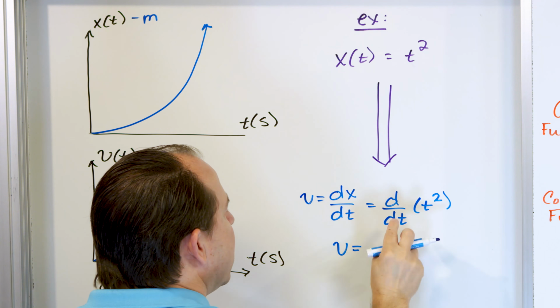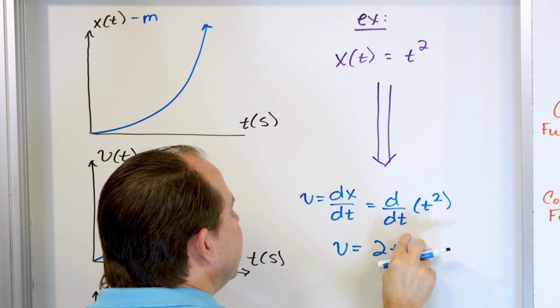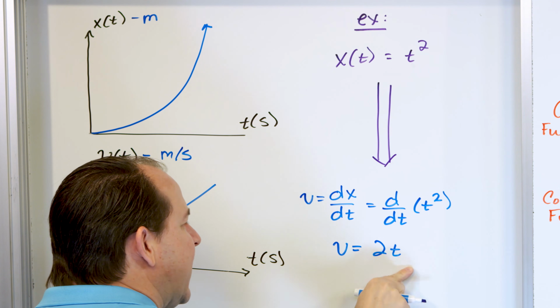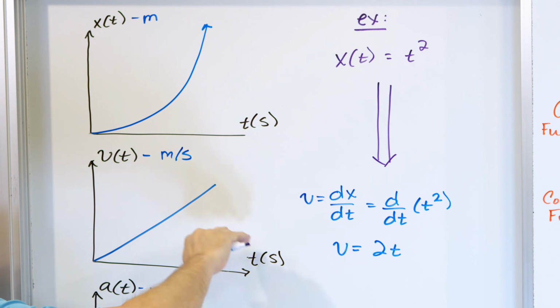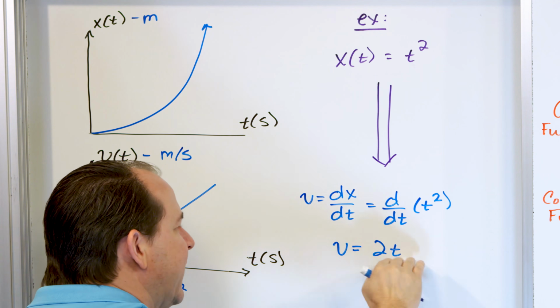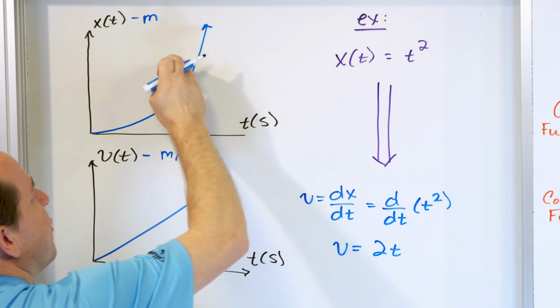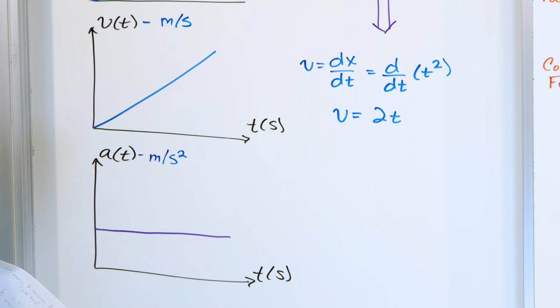So the velocity of this thing right here, the derivative of it, take the 2, bring it down, and then t to the first power. So the velocity is 2 times t, right? 2 times t. And notice that this is a line with a slope of 2 and a y-intercept of 0. Y-intercept of 0, some slope, and it's a line. So this equation that we get by taking the derivative of the position function, when the position function is a parabola, gives us a line, which gives us exactly what we just graphed a second ago.